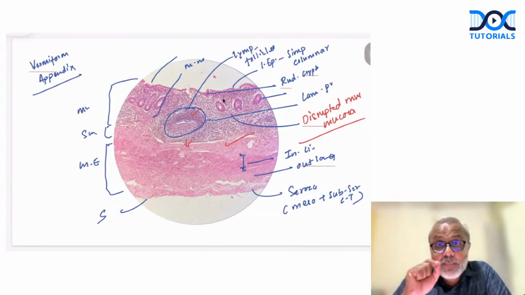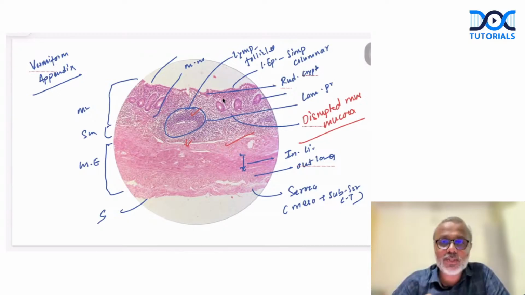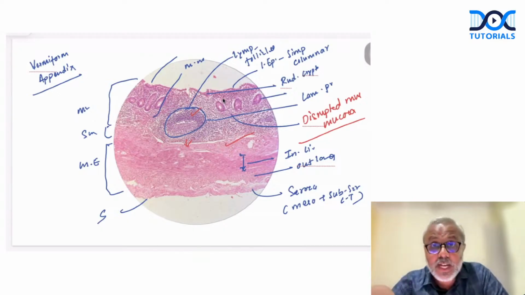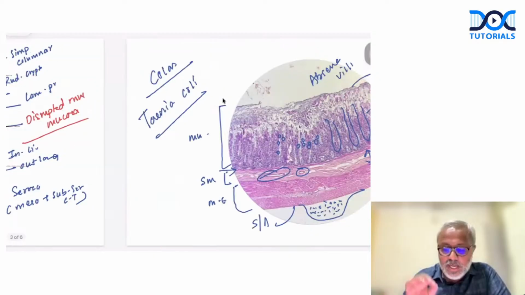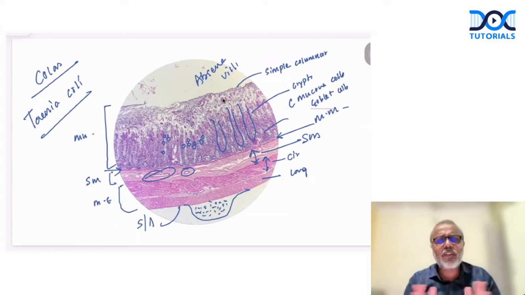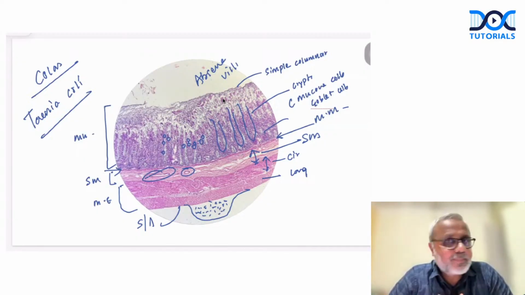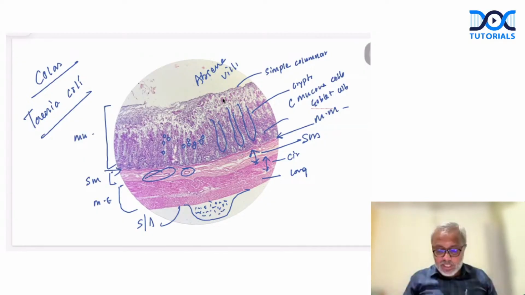Vermiform appendix has rudimentary crypts with a disrupted muscularis mucosa, which leads to extension of the lymphoid follicles from lamina propria into submucosa. How do we identify the slide of colon? The slide of colon will contain again a single line of surface epithelium without villi. There are well-defined intestinal crypts or crypts of Lieberkühn, which are studded with plenty of goblet cells. So instead of normal columnar cells, you will see plenty of goblet cells. Done. And if you are lucky enough, you might even identify the taenia coli.